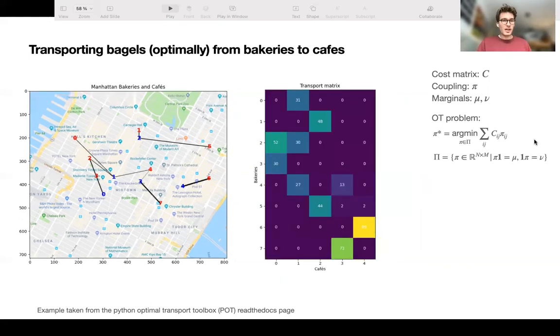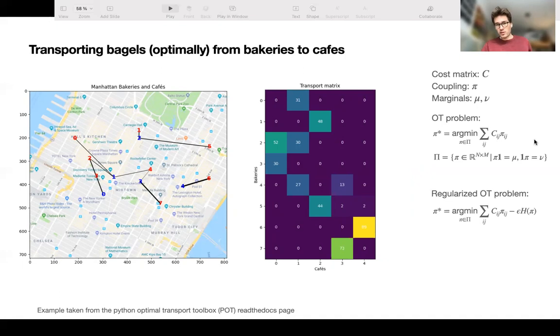So you can do that, and you get a solution like this, which is sparse. Usually every bakery only ships to 1 or 2 cafes. And this is very nice. It gives you a solution to the problem. The limitation of that is that computationally, that is a little bit challenging. It's computationally quite expensive to compute this.